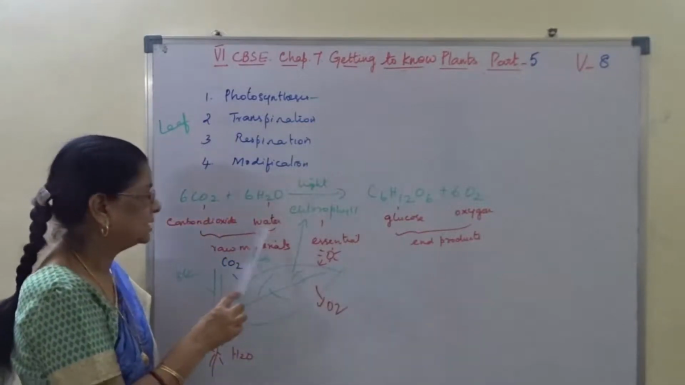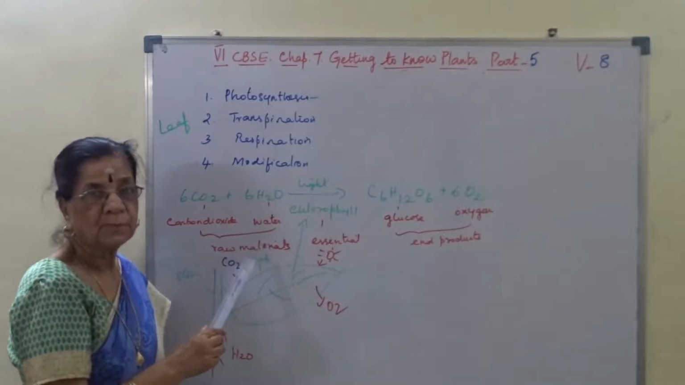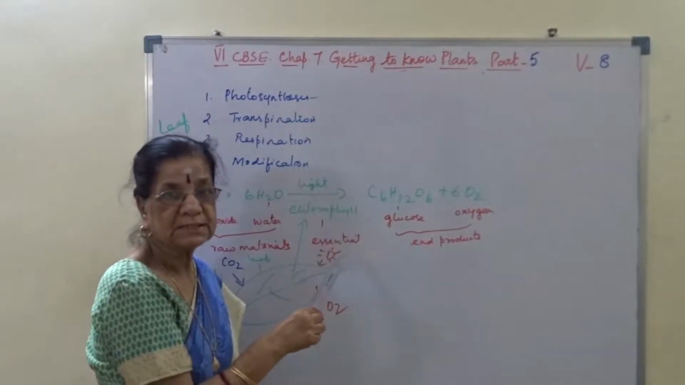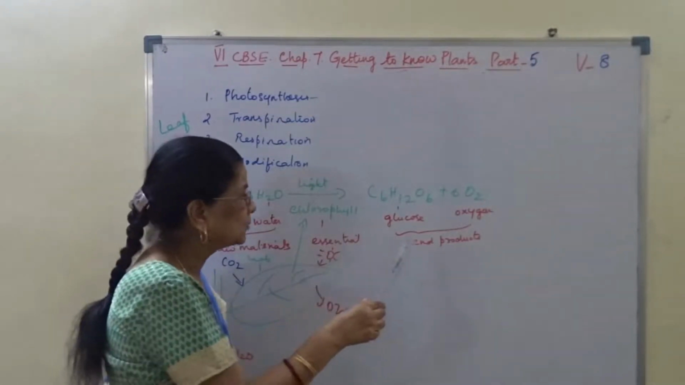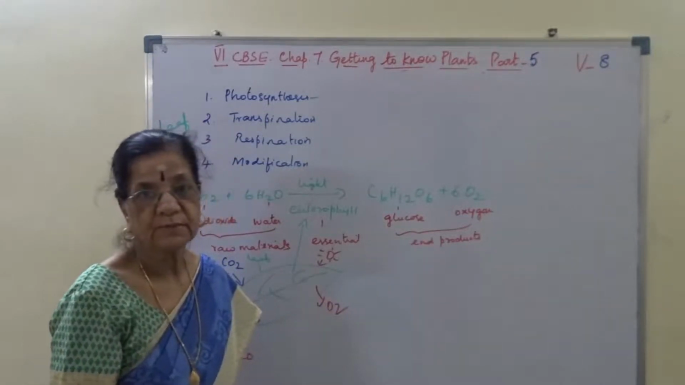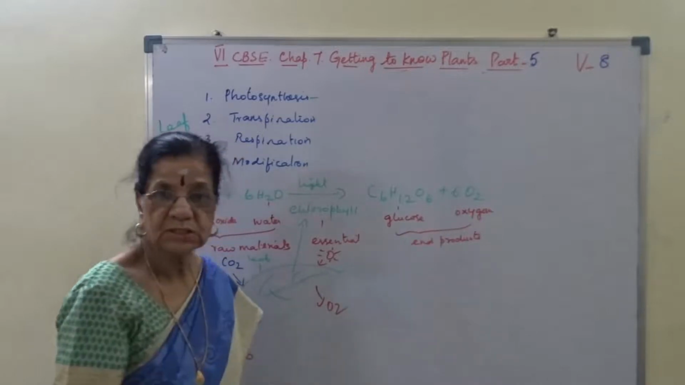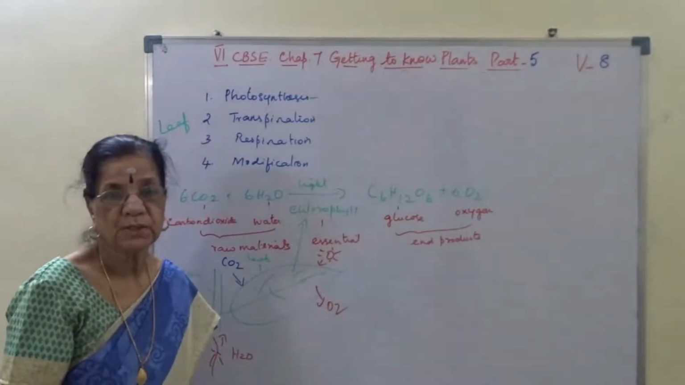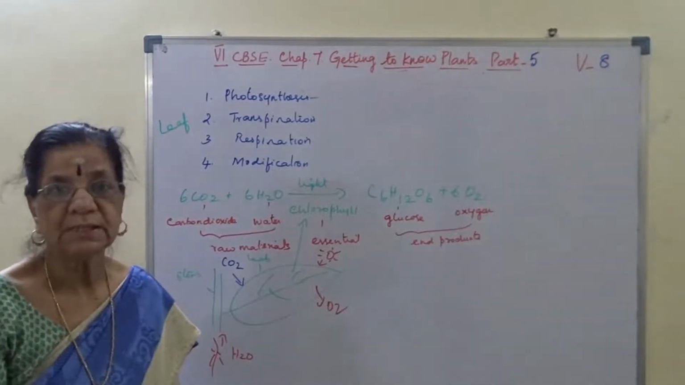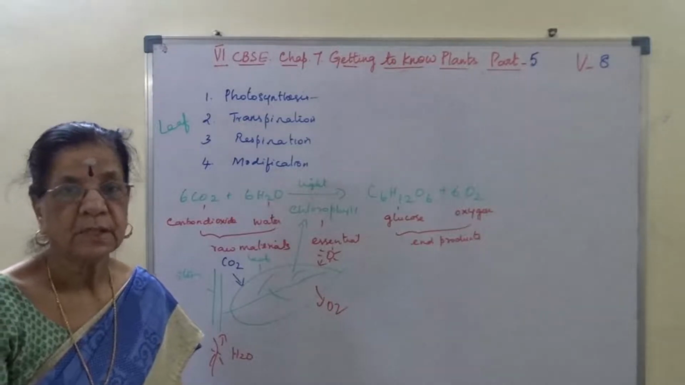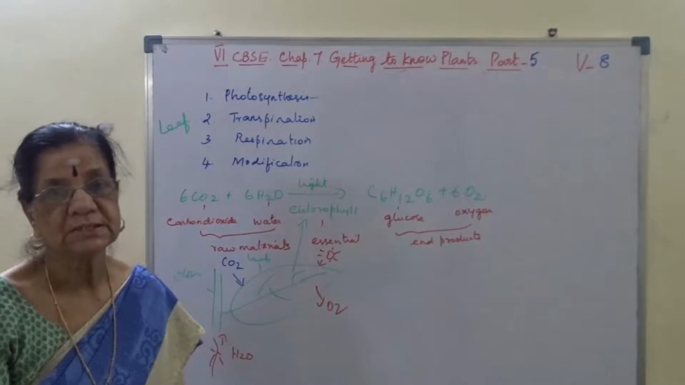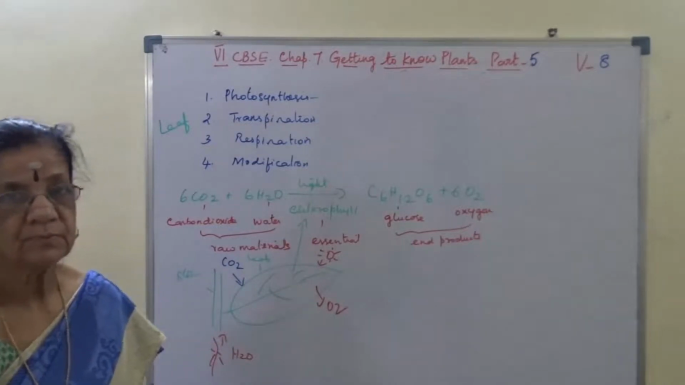Carbon dioxide plus water are the raw materials. Light and chlorophyll are the essential material. The end products are glucose and oxygen. This oxygen is evolved as a byproduct during the process of photosynthesis. I hope you understand. So this is photosynthesis. Are you clear?